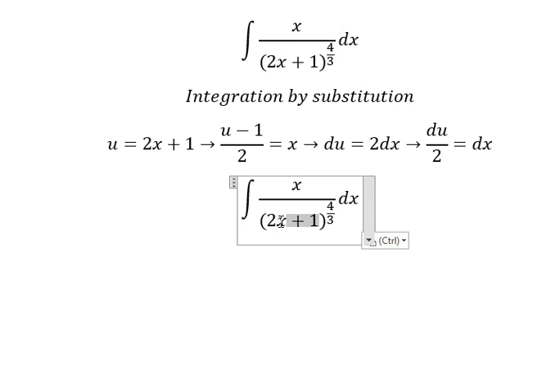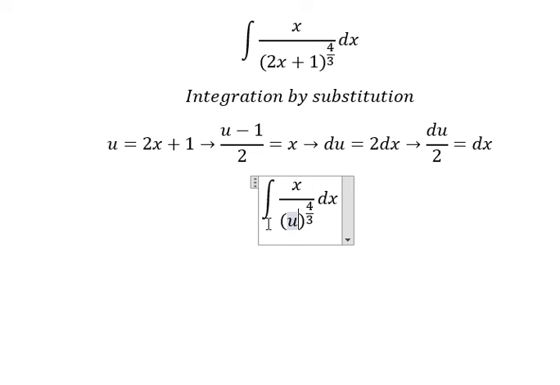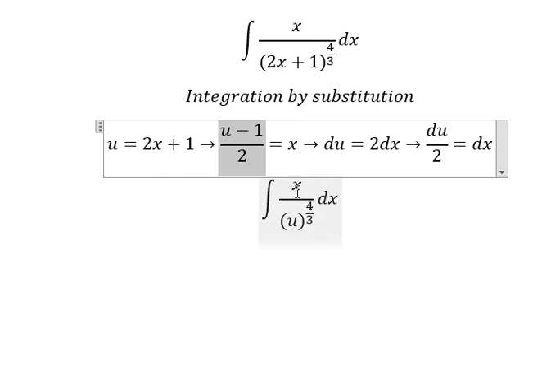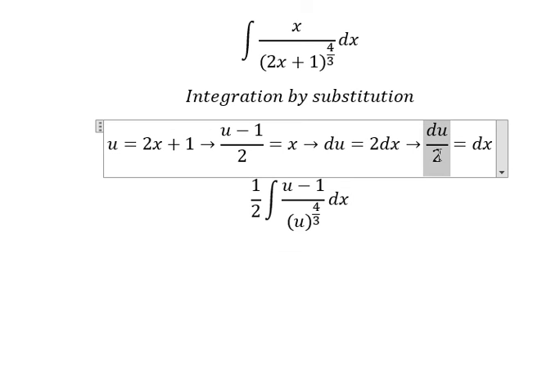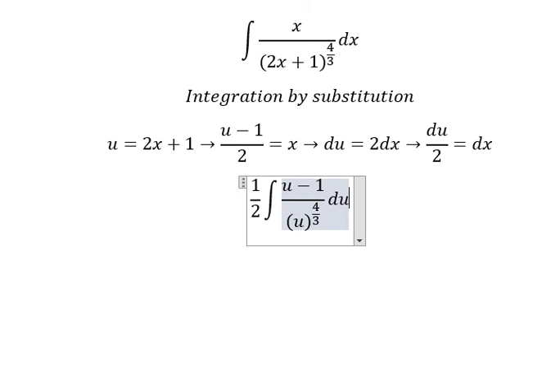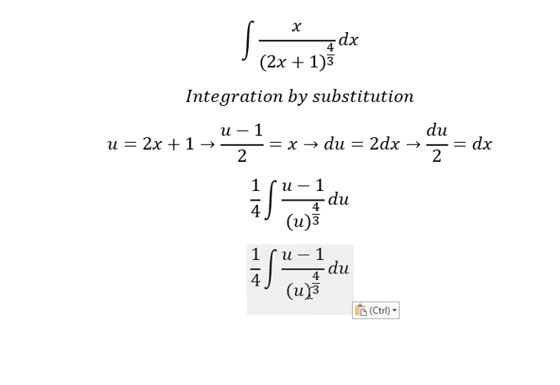So this one we change to u. The x we change to this one. Number 2 and number 2 we have number 4. So u divided by u to the power of 4 over 3. Number 1 divided by u to the power of 4 over 3.